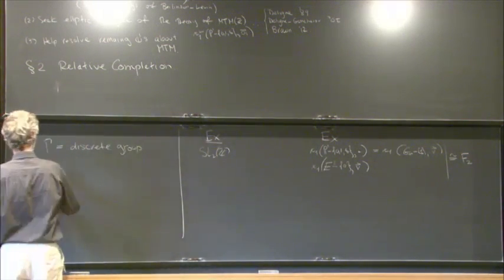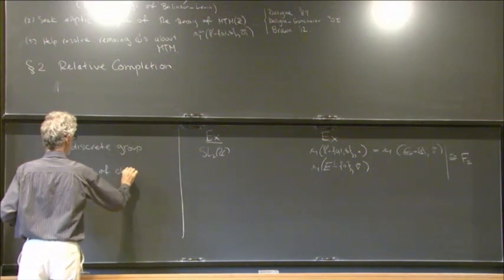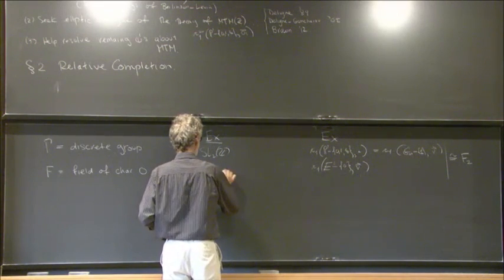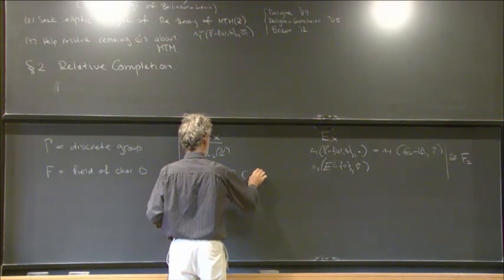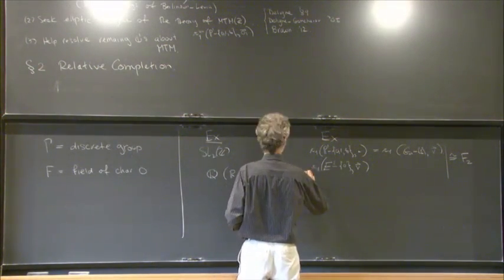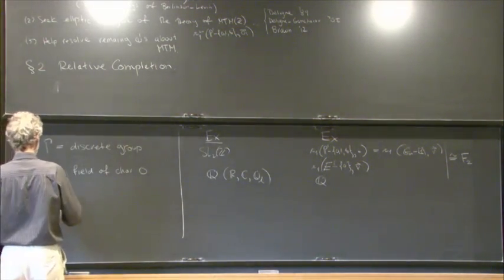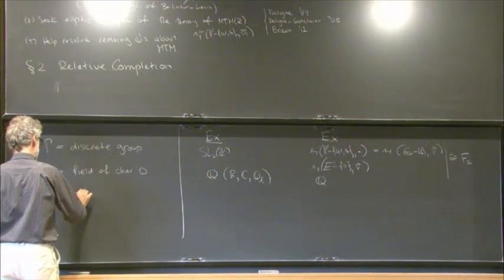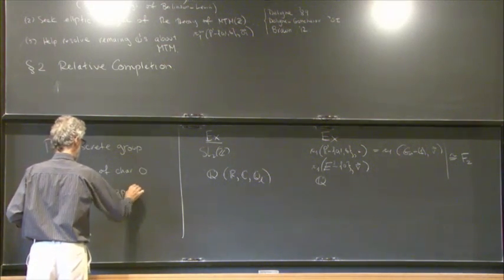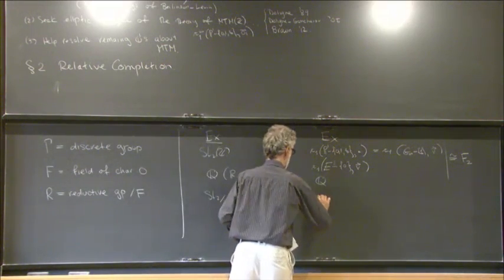And the second thing I want is F equals a field of characteristic 0. So we can take Q, or you could take R, C, or if you want to do it elliptically, you would do Q-bar, and the same over here, I'll just put Q. And then R is going to be a reductive group over F, and here we're just going to take SL2 over Q. And here we just take the trivial group.